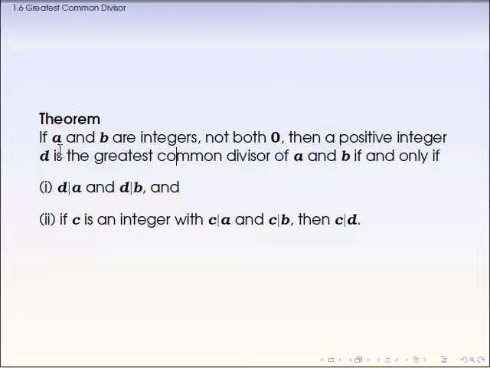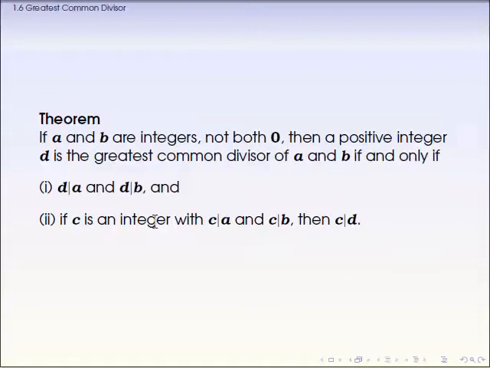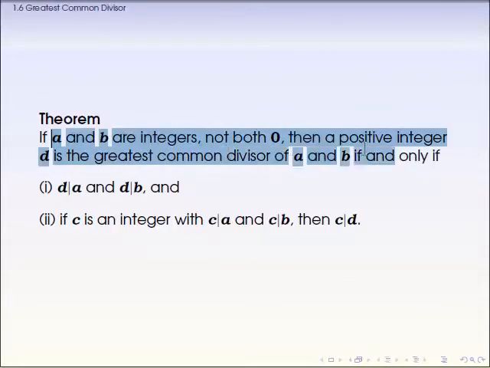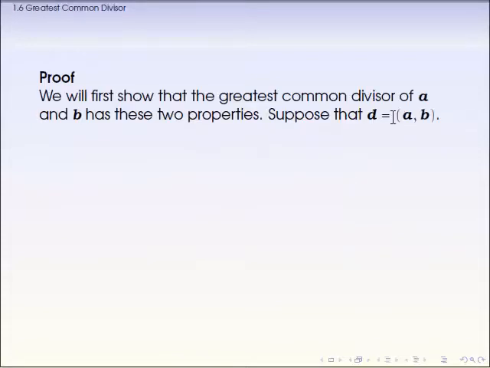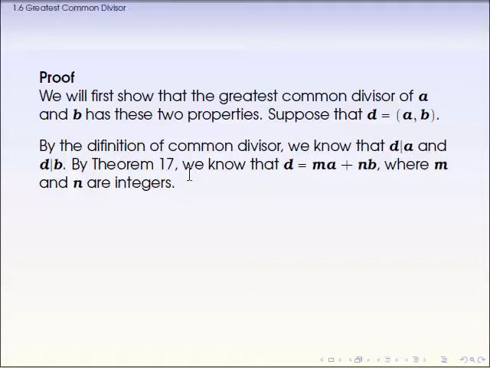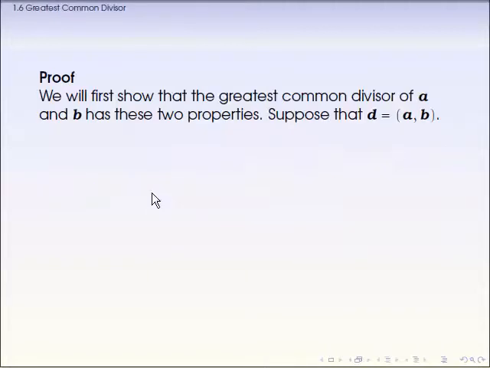One is this direction, and the other one is the other way. Okay, let's prove the first one. We want to prove that the greatest common divisor of a and b has these two properties, 1 and 2. So let's assume the first one, that d is the greatest common divisor of a and b. Then by the definition of common divisor, we know that d is a divisor of a and b. So the first part is clear by that.